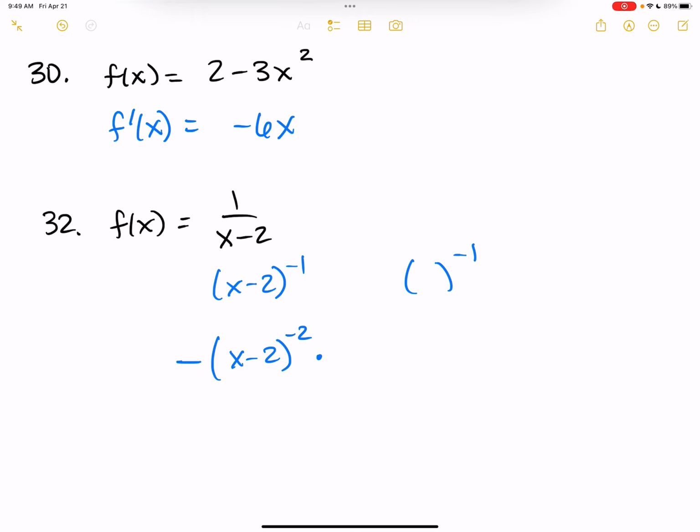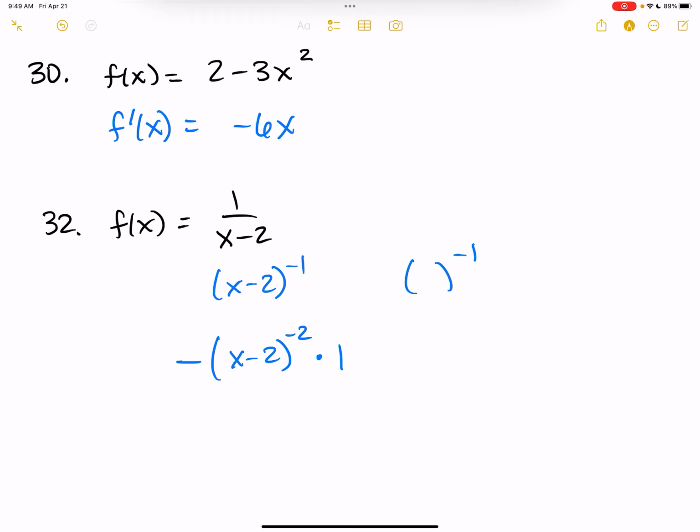This is the chain rule. With the chain rule, we start outside, and then we take the derivative of the inside. So it's the derivative of the whole thing times the derivative of the inside, which is just the x minus 2. The derivative of x is 1, and the derivative of negative 2 is 0. So it's just times 1.